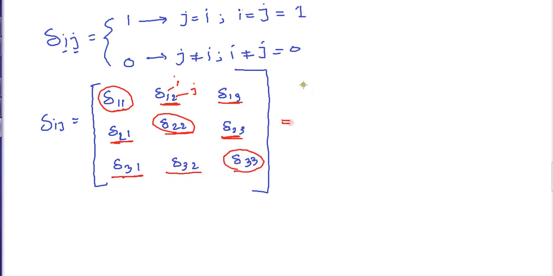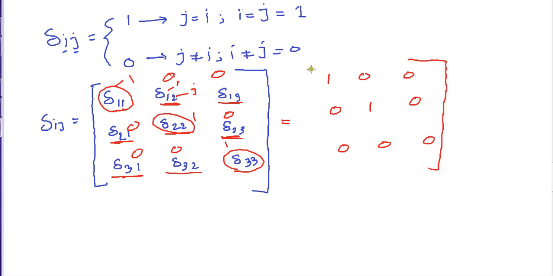So what we can write down here: Kronecker delta is 1, 0, 0, then 0, 1, 0, then 0, 0, and 1. This is the Kronecker delta tensor. Oh, sorry, so this should be 1 here, and 1 here. So this is the identity matrix. Kronecker delta is nothing but the identity matrix.